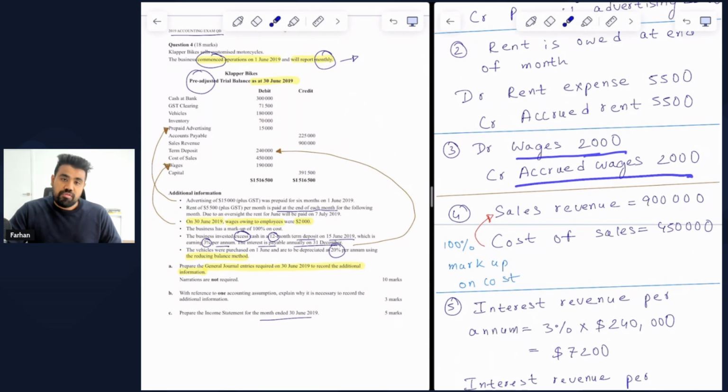Accrued wages here refers to a current liability as we already understand, and that is mainly because the question explicitly mentions wages owing to employees on 30 June of $2,000. So this pair of journal entries is to debit wages by $2,000 and to credit accrued wages by $2,000 to reflect an increase in the current liability.